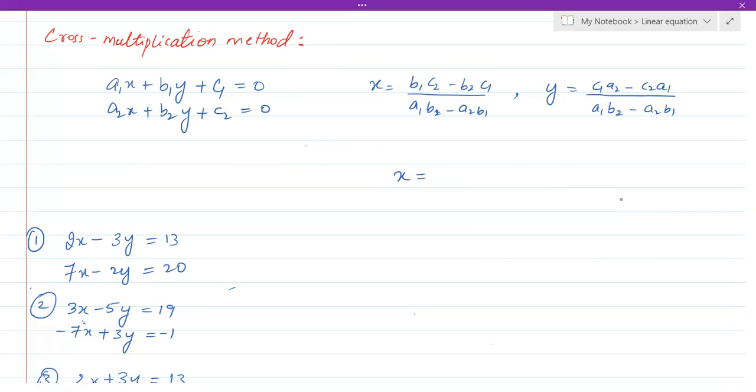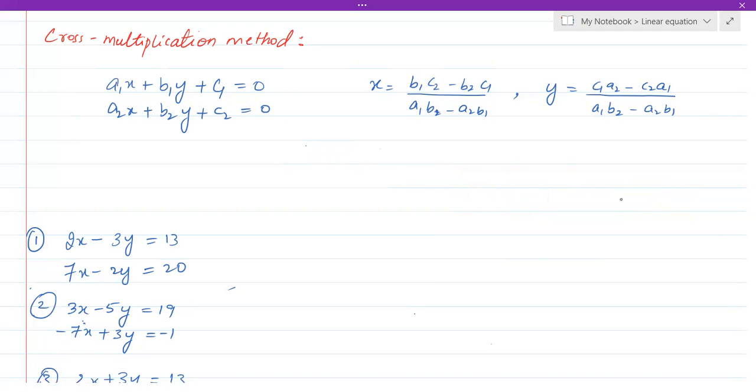Just write it like this: x is equal to bc minus bc, something like before Christ, bc minus bc. Write the numbers 1 2, reverse 2 1, and the denominator ab minus ab, 1 2, 2 1. Similarly, to find y, you have used bc here, the other thing is ca minus ca. Okay, 1 2, 2 1. Denominator, same thing, a1 b2 minus a2 b1. Same thing as in x.